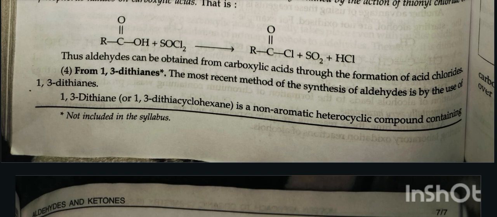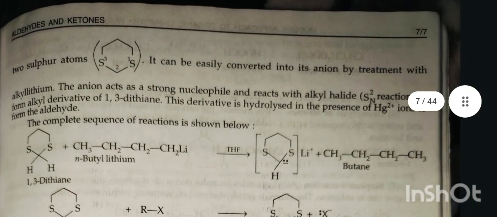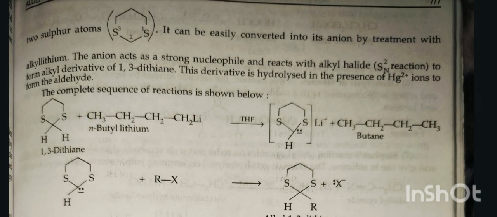Fourth, from 1,3-dithianes. The most recent method of synthesis of aldehyde is by the use of 1,3-dithiane. 1,3-dithiane is a non-aromatic heterocyclic compound containing two sulfur atoms. It can be easily converted into its anion by treating with alkyl lithium.